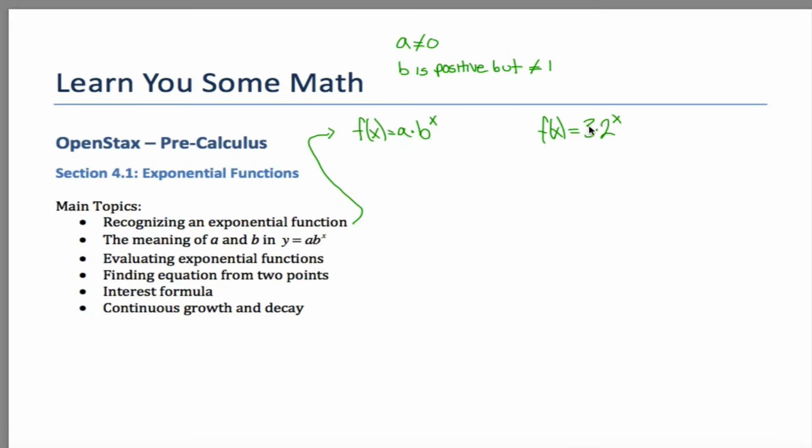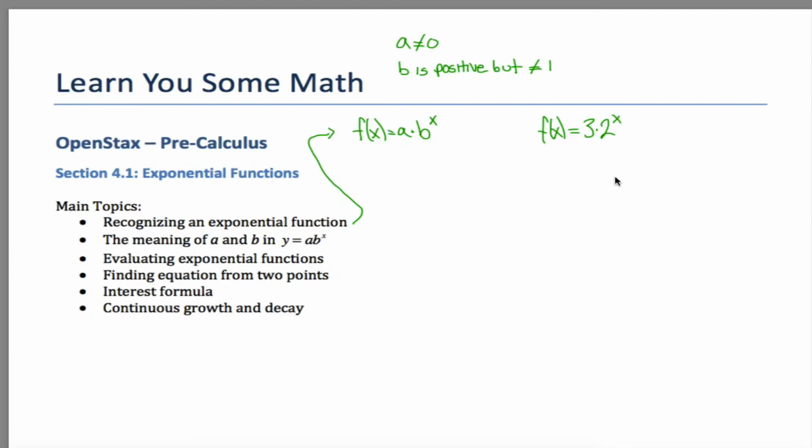Note that sometimes this 3 won't be here. It'll be like 1 times 2 to the x power, in which case you wouldn't write the 1. So it's just 2 to the x power. That's still an exponential function, just with a playing the role of 1. Wait, I thought a couldn't be 1. No, it's b that can't be 1. A can be 1.